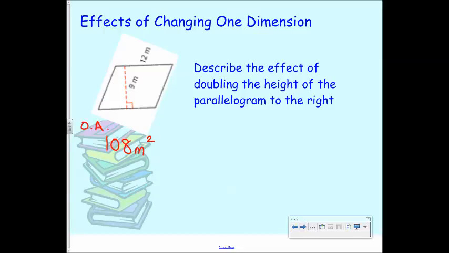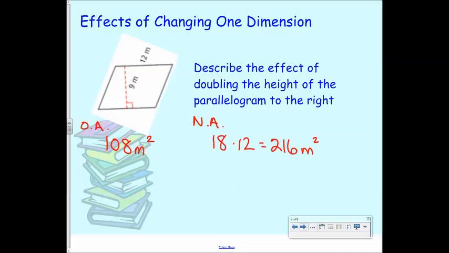What would happen if you doubled the height? Yeah, so now the height becomes 18. So what's the new area? Is it 216 what? Meters squared. Okay, so when you doubled one of the measures, we doubled the height. What happened to the area? It also doubled. What do you think would happen if you doubled both of them?